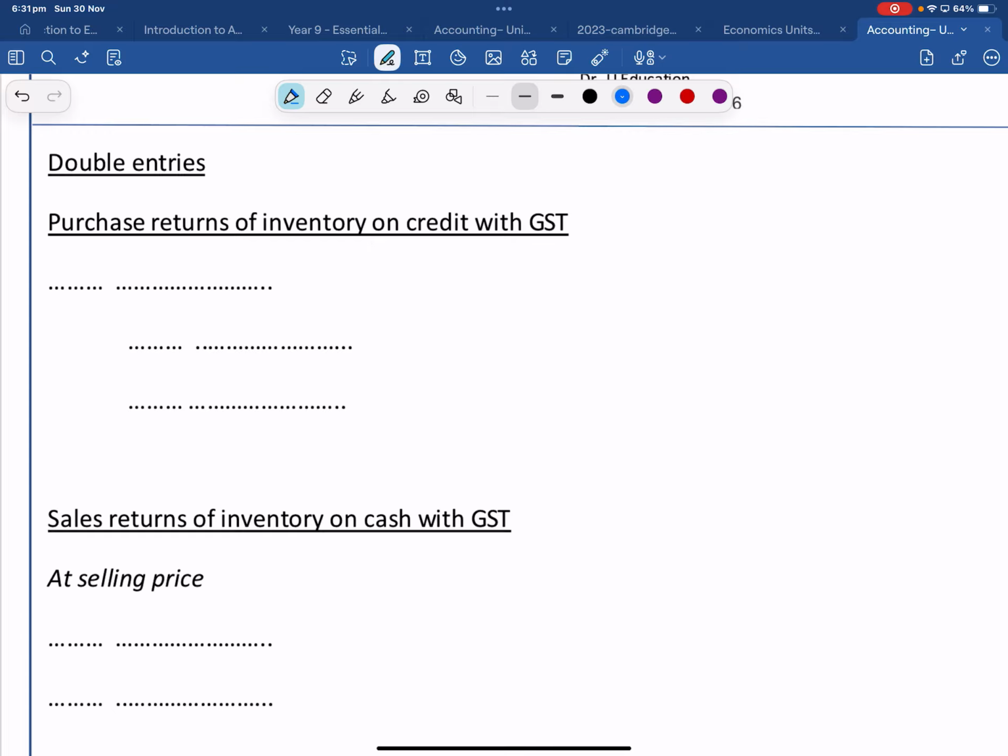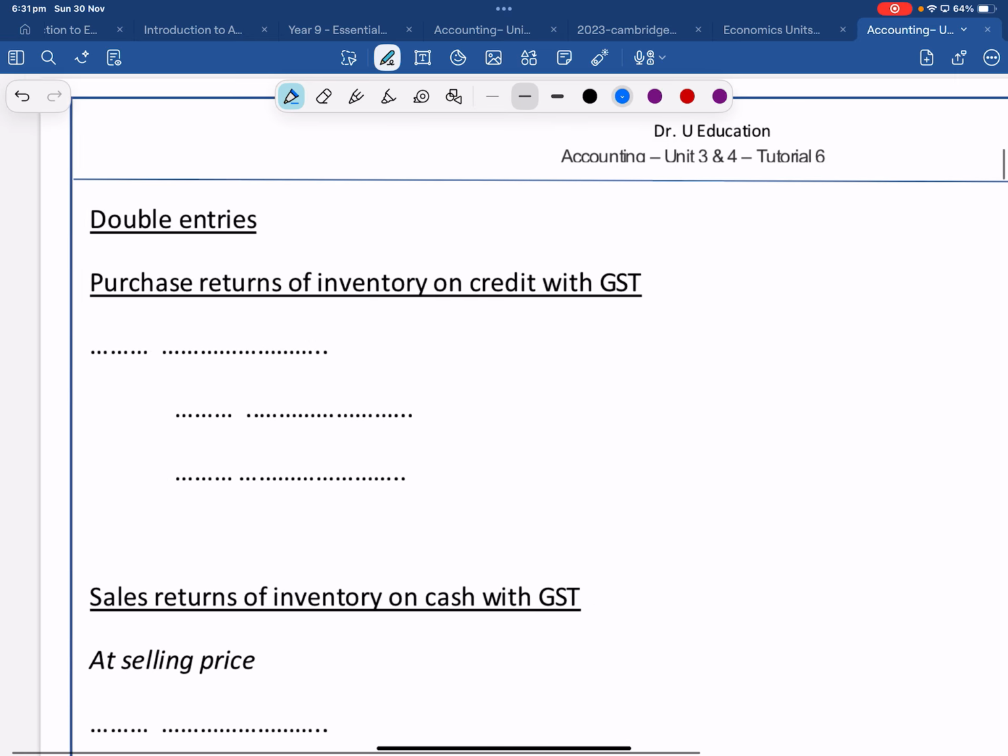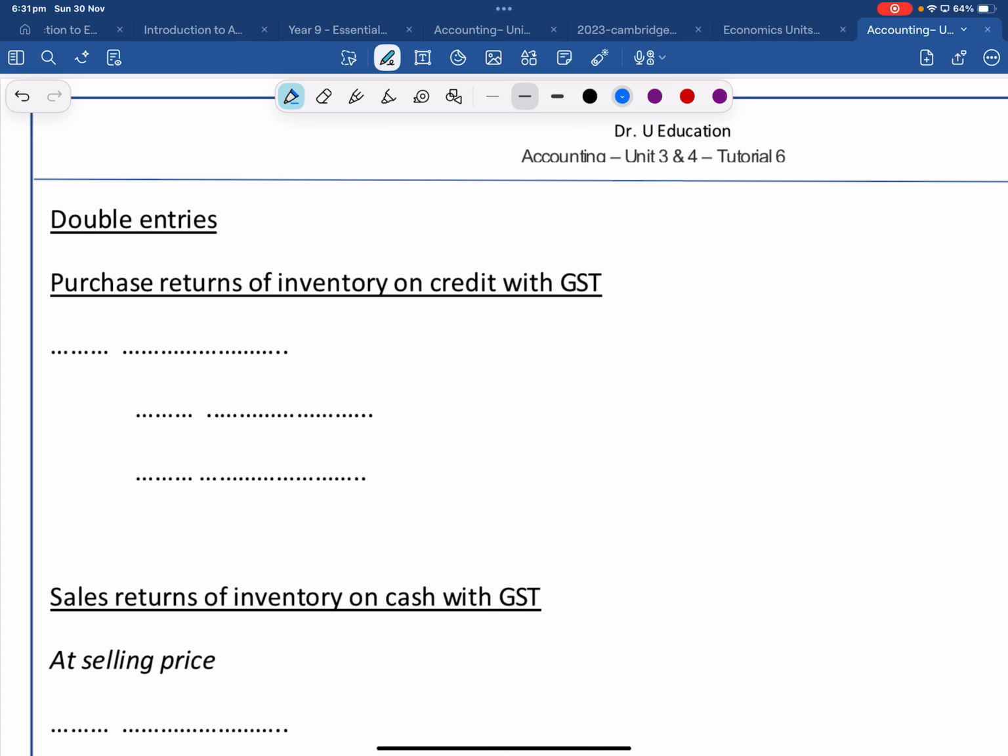Same thing for sales returns. Sales returns also we just deal with the sale of inventory that was made on credit. Cash sales of inventory, there is no such thing. Now, the reverse of the double entry for the purchase of inventory on credit is what? You debit the accounts payable. If you want, I can give you amounts. Then credit inventory.